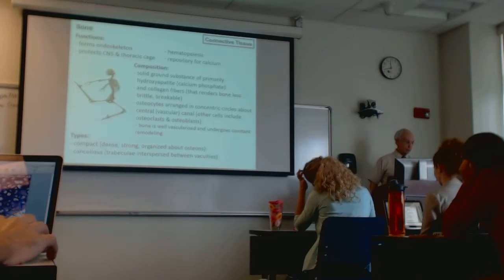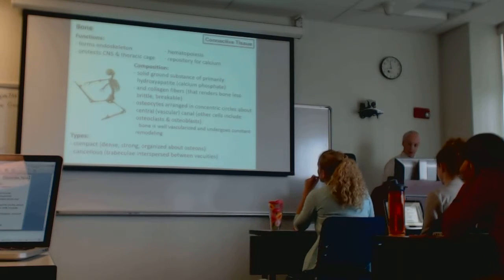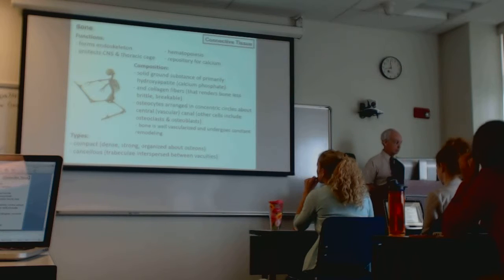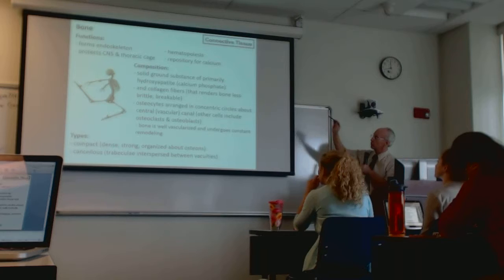We've talked about bone, so we've talked about the relative functions of bone. I don't think we need to say much more about that. In mammals, the bone forms the endoskeleton. It protects the central nervous system. We'll talk more about that. It's an important hematopoietic tissue. You know what hematopoiesis is.